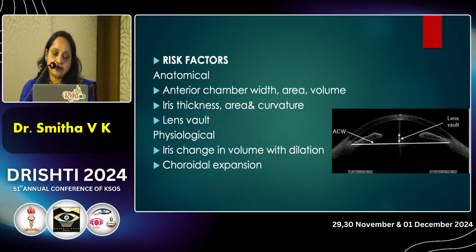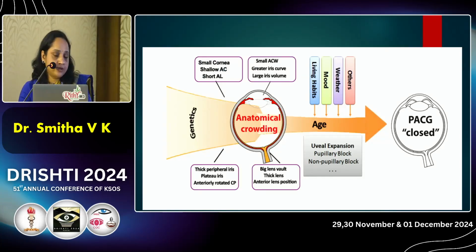And if there is increased iris thickness, increased iris area, and increased iris curvature, it can lead to angle closure. An increase in the lens vault is another factor which leads to angle closure. And choroidal expansion can lead to forward movement of the iris-lens diaphragm, which can cause angle closure. This is the pictorial representation of this.